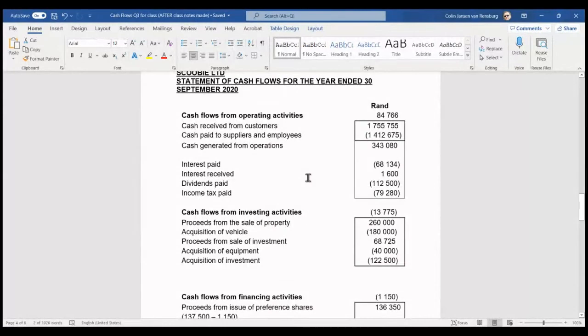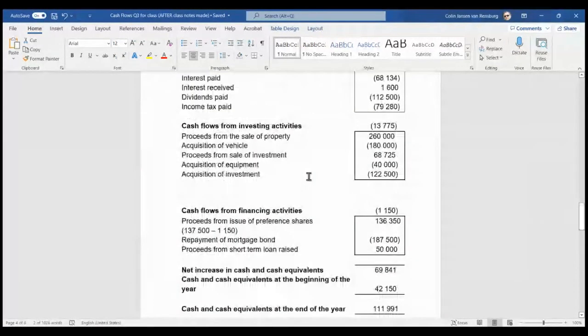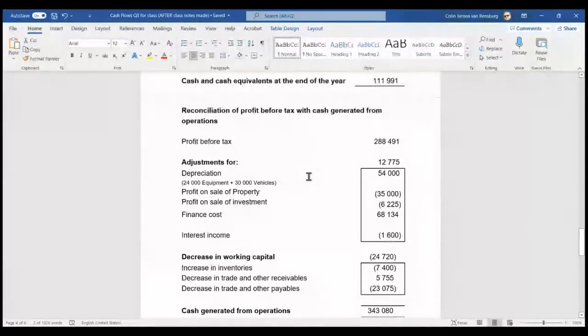Not go too far. That is still the main statement. There we go. So there we've got our depreciation, our adjustment for depreciation. Now we can just combine the two. It was 24,000 rand depreciation on equipment plus 30,000 rand depreciation on vehicles. So our total depreciation for the year, as you've typed in the chat there, is 54,000.